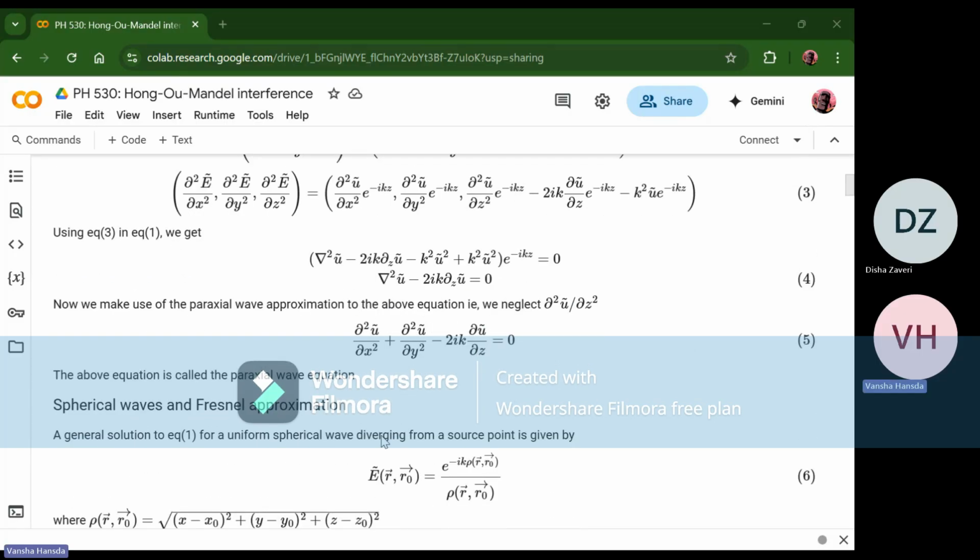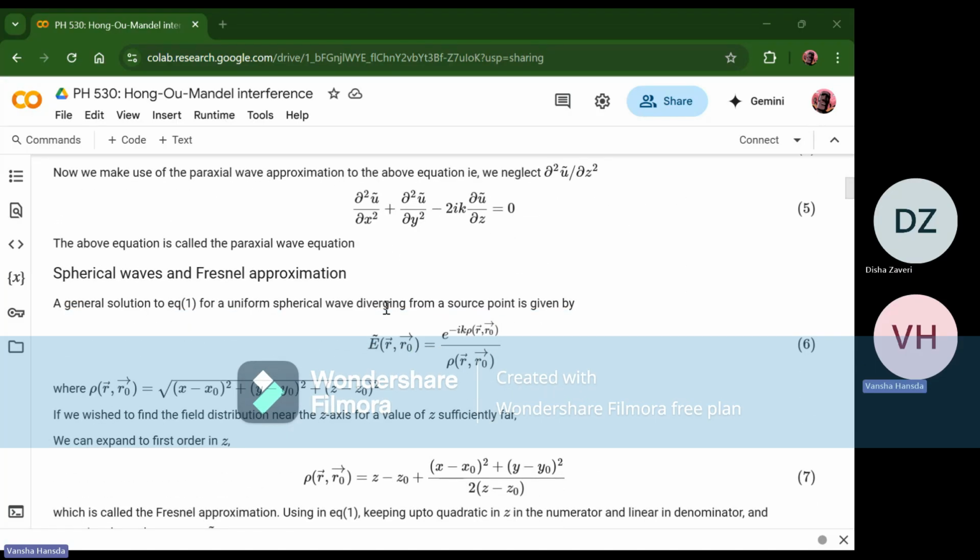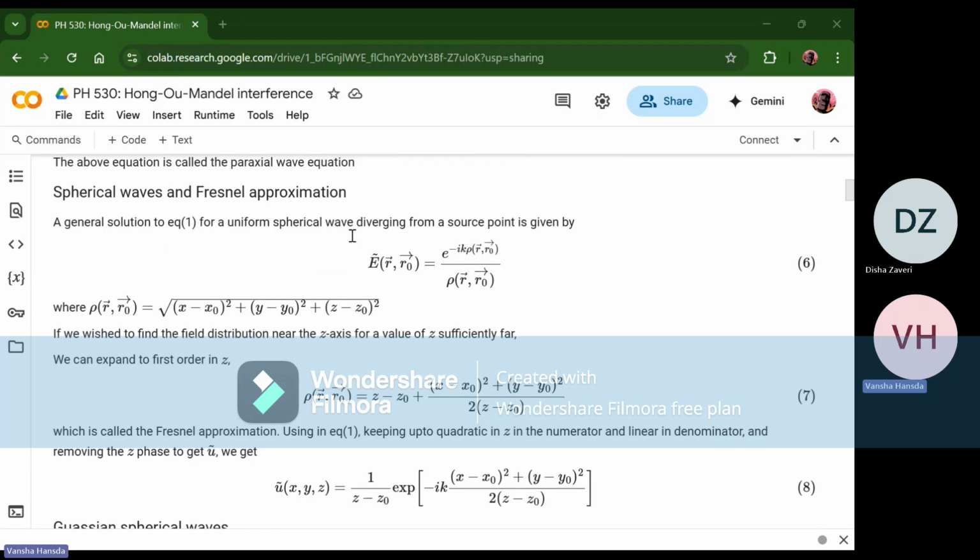Now, a solution to the earlier equation one, the regular classical wave equation, for a point source is E equal to e^{-ikρ}/ρ, where ρ is the distance from the source to the point where the observation is happening. And if we want to find a field distribution near the z-axis, so x minus x naught and y minus y naught are small, and for a value of z sufficiently far, so z minus z naught is large, I can take z minus z naught squared outside of the root and take the binomial approximation, and that will give me ρ as this. This is called the Fresnel approximation in this context.